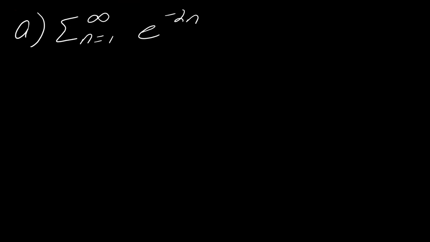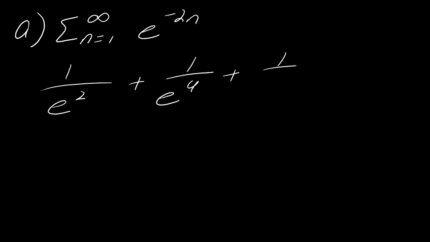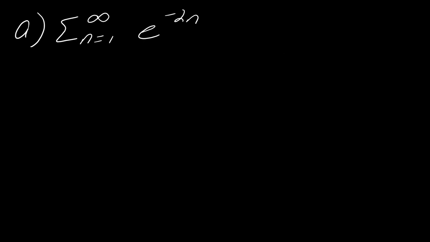With this particular series, if I think of a few terms, I've got 1 over e squared, then 1 over e to the 4th, and then 1 over e to the 6th. These are positive and continuous, and they are decreasing. With each fraction, the number gets smaller, right? So that fulfills the integral test conditions, and we can set up the integral from 1 to infinity of e to the negative 2n. Actually, we'll make it all in terms of x, sorry.